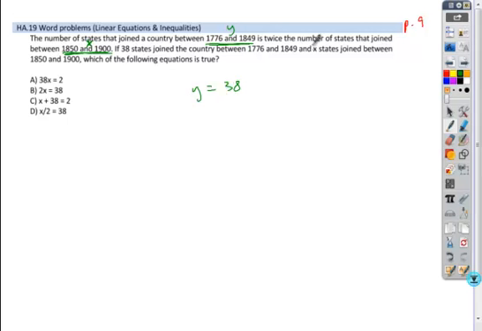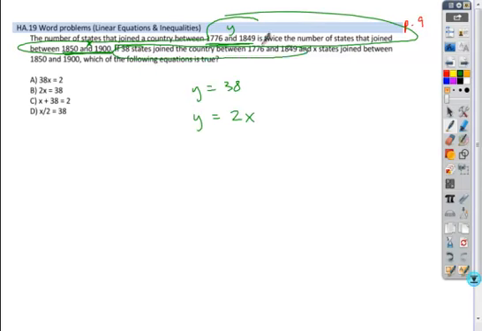And then the x states joined between 1850 and 1900, and that is this y here. The number of states that joined during y is twice the number of the x value. So y is equal to 2x. So these would be the two equations that you can come up with from the statements here. This is one equation, and this is the other equation. Using those two equations, you can now set them equal and solve. So 38 is equal to 2x, and that gives you the relationship that is true for that statement.